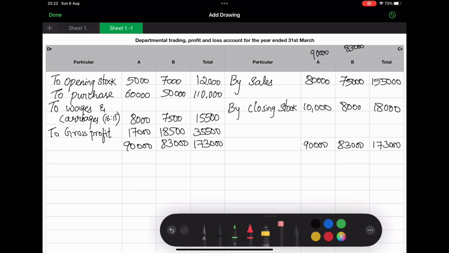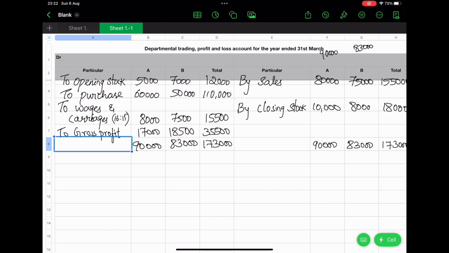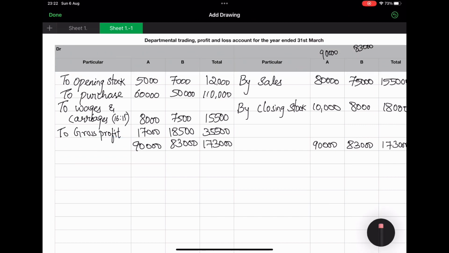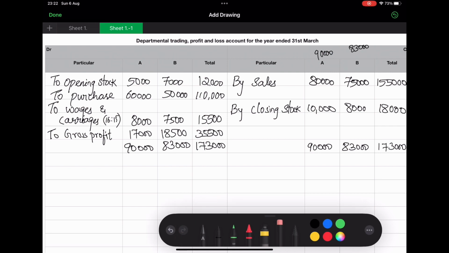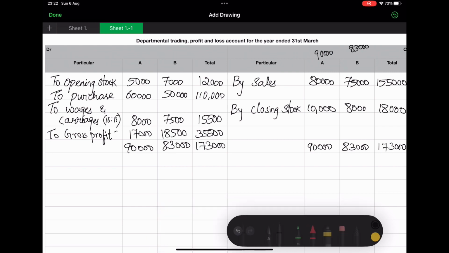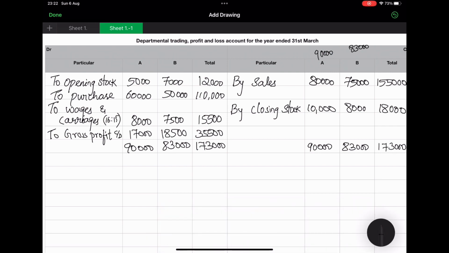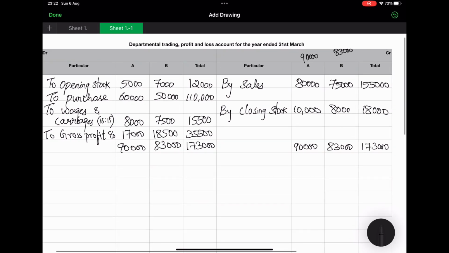Next we are going to calculate departmental P&L account. This is departmental trading. Now we are going to calculate departmental P&L account. So I am going to bring down the gross profit. Credit side will be brought down to the credit side.